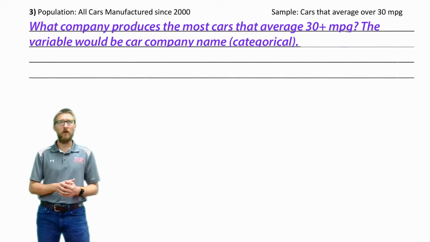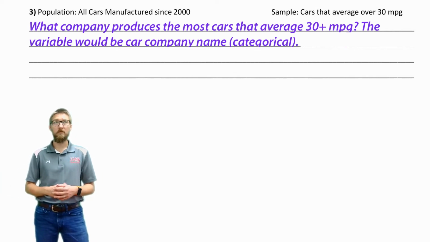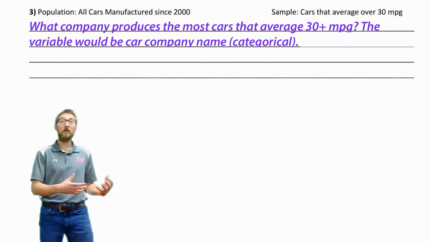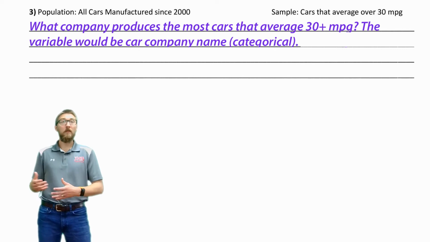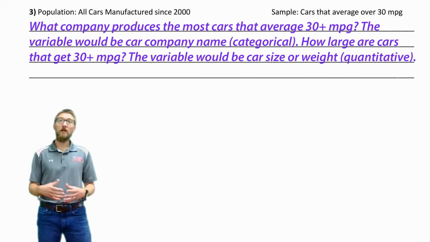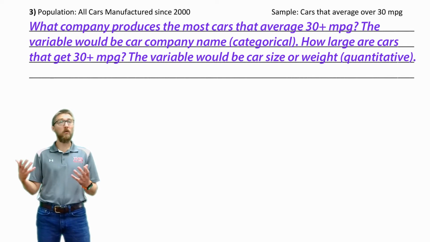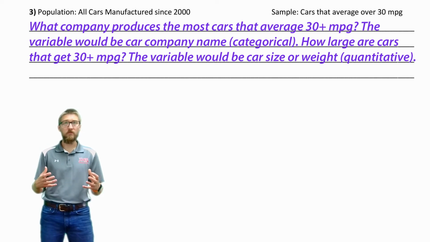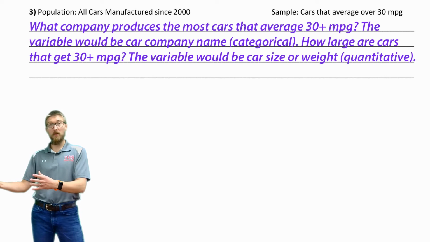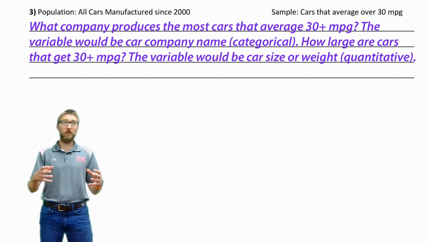You could ask, what company produces the most cars that average over 30 miles per gallon? The variable here would be the car company name, and that is categorical. You could maybe ask, how large are the cars that get 30 miles per gallon or more? And that variable that you would be collecting would be the size of the car or the weight. Those are both quantitative. So those are 2 questions that you could ask about the population of all cars since 2000 and maybe get an answer using your sample.